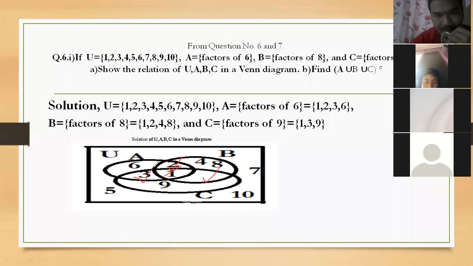3. After this, I told you to write the remaining elements in set A here. What is the remaining element of set A? 6. The remaining elements of set B are 4 and 8. And the remaining element of set C, what is there? 9. And what are the remaining elements from the universal set? 5, 7, and 10. We have to show them outside the sets, outside this A, B, and C set. Are you clear, children?